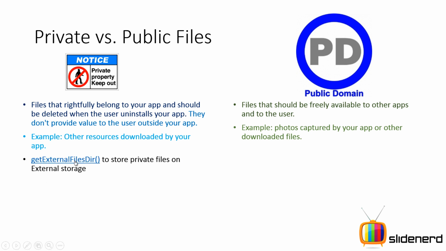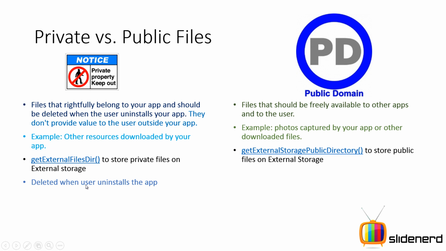Now here on the left side, getExternalFilesDir is the method that you use to get a reference to the file that points to the private files folder on your external storage. And for this one, you use getExternalStoragePublicDirectory. Again, if you're not clear about these methods, don't worry too much about it. We'll be talking about them with a nice example.